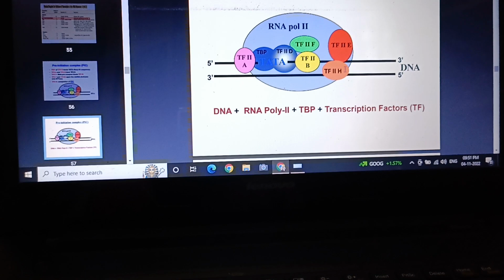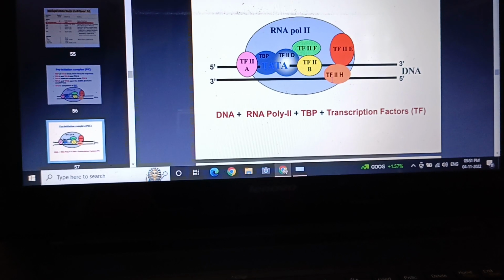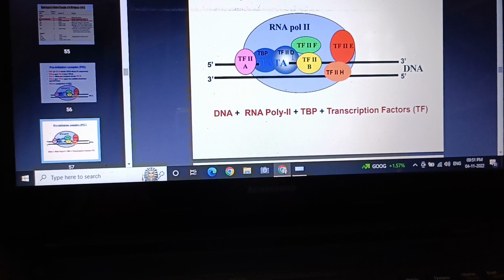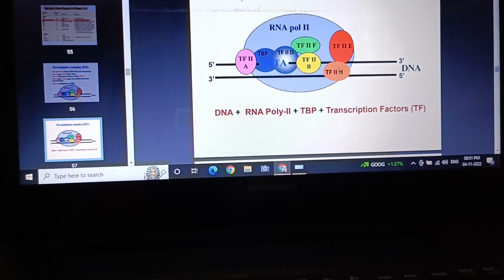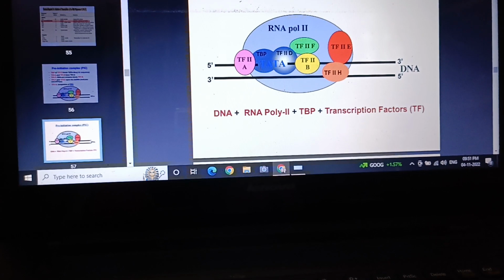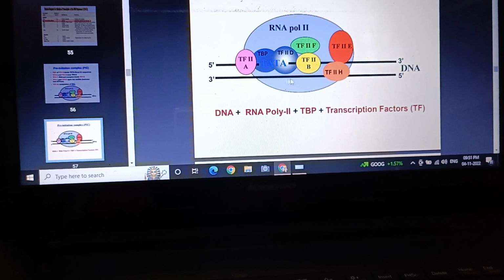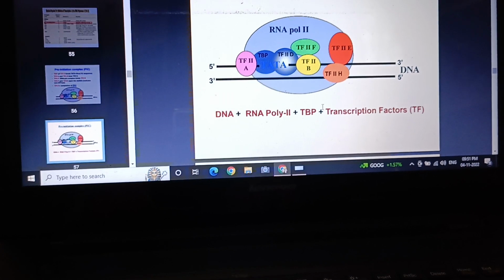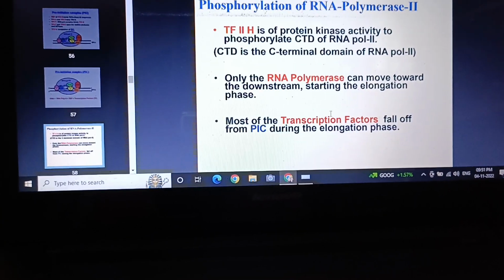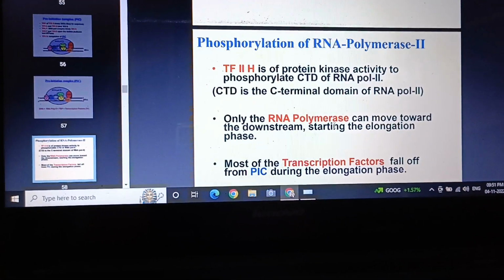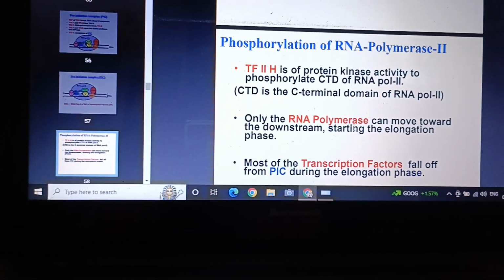Transcription factors have 6 subunits: TF2D, F, B, H, E, and A. These are the transcription factors. Altogether we call it a pre-initiation complex. Okay. Now our pre-initiation complex will form.